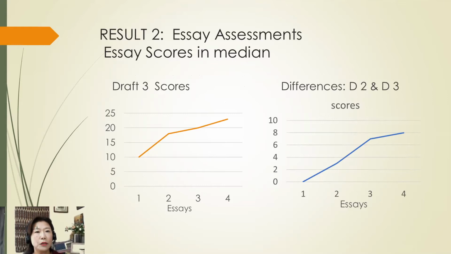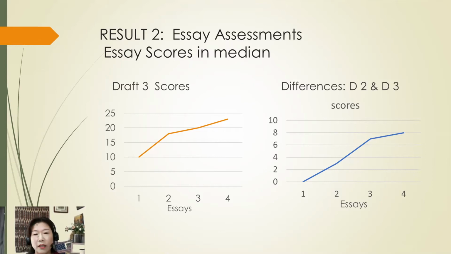Here are the results from essay assessments. Please take a look at the orange line. This is final scores in each essay. In essay 1, students obtained 10 points. The line gradually increases and finally they scored 23 points.